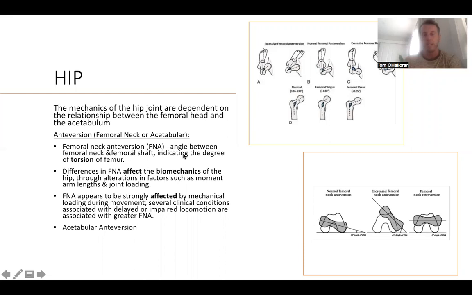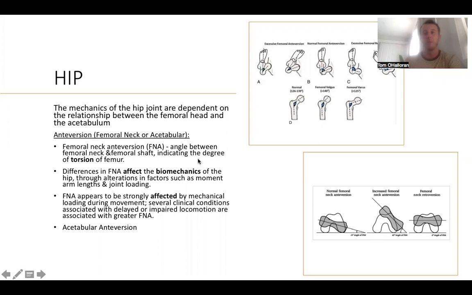So femoral neck anteversion is the angle between the femoral neck and the femoral shaft. Basically that would look more like you've got the femoral neck, and then the femoral shaft. So there's some twisting, rotating between here and here. That's what a normal femoral neck, femoral shaft angle should look like. Femoral retroversion is the other way.